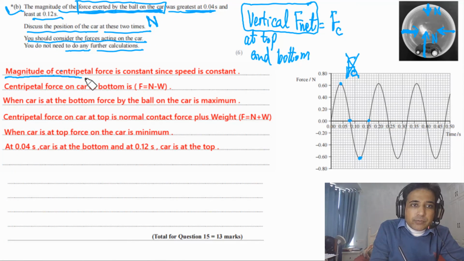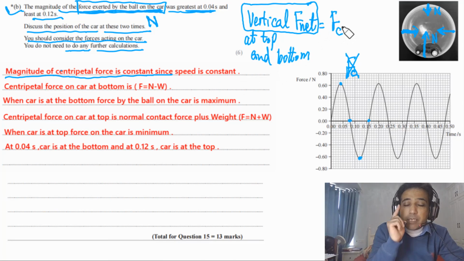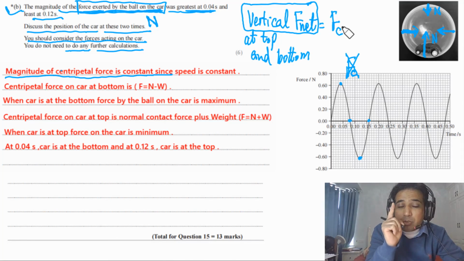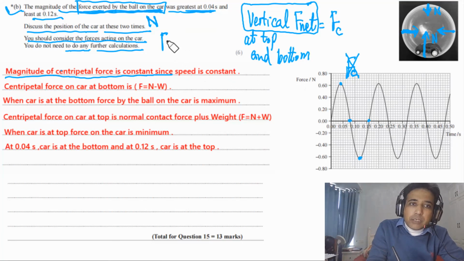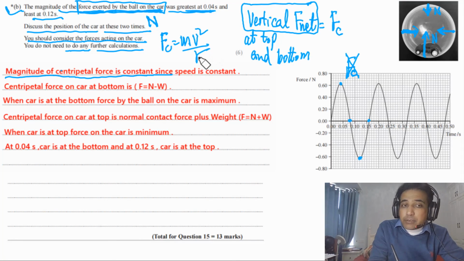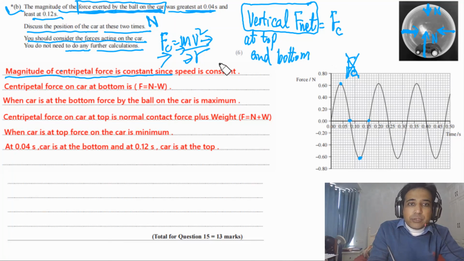First, you can say the magnitude of centripetal force is constant. That is, this graph is not for the centripetal force. Why is the magnitude of centripetal force constant? Because it is equal to mv squared divided by r, m is constant, and speed is constant. It is given in the question that speed is constant, so centripetal force is also constant. So this graph is not for centripetal force because centripetal force is constant, and this is for vertical F net. So this is one point you can say.